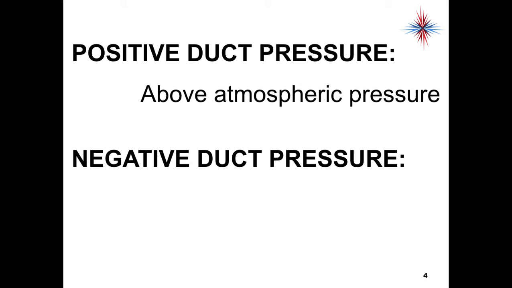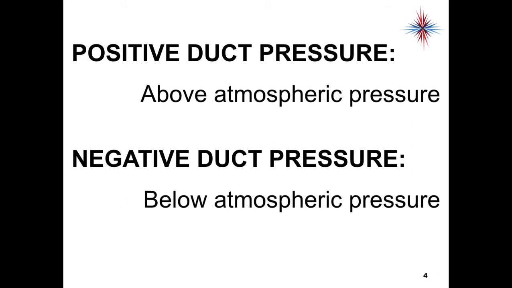So positive duct pressure is always in ductwork on the supply side of the blower, the side that's pushing air towards the conditioned space. Negative duct pressure is on the return side of the system, the side that is pulling air from the space. Sort of makes sense. Okay, it's below atmospheric pressure.